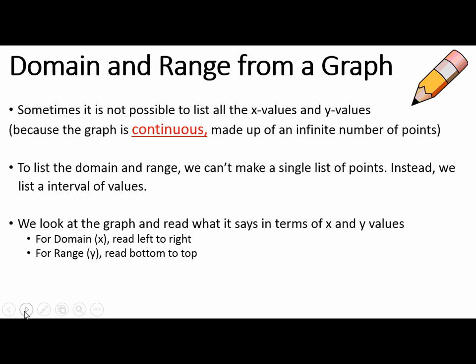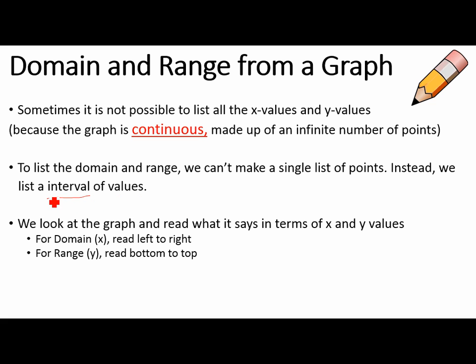But now we're going to take a look at domain and range from a graph. So how do you interpret or figure out what the domain and range is from a graph when it's not just a set of points? For this, I'd like you to write this part down because sometimes it's not going to be possible for us to list all the x values and the y values because the graph is what we call continuous, or made up of an infinite number of points. It goes on and on forever. So when we can't make a list, we instead list an interval of values. So we're going to use an interval to describe where the domain and range lie, okay?